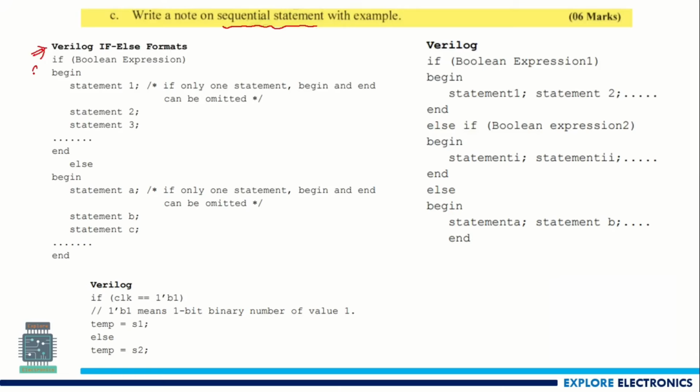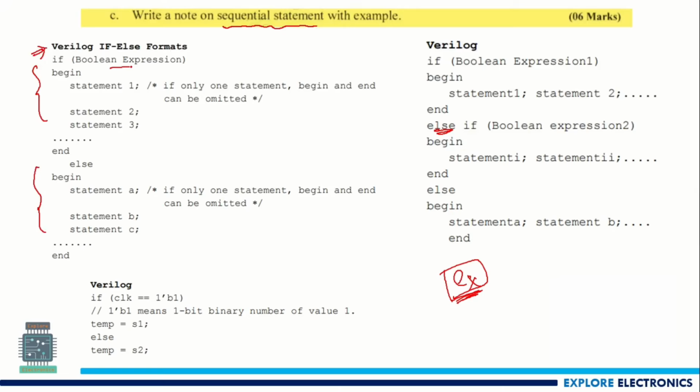How we are going to use the if statement, how it will be if you use else, and how it will be if you use if-else. Then give an example for this also. Write any simple Verilog code using if-else for a 2:1 mux, 4:1 mux, encoder, or a half adder. And you need to explain how these statements are going to be useful.